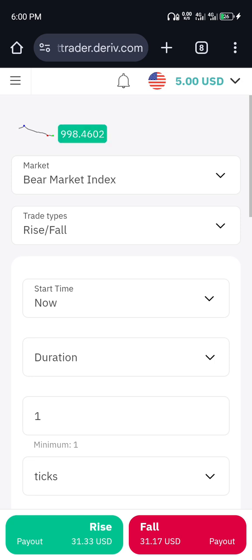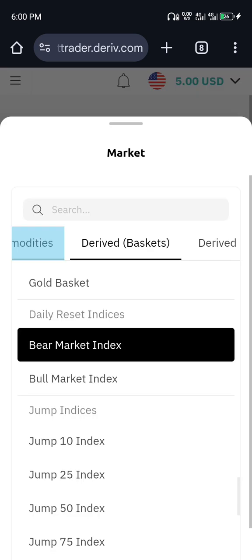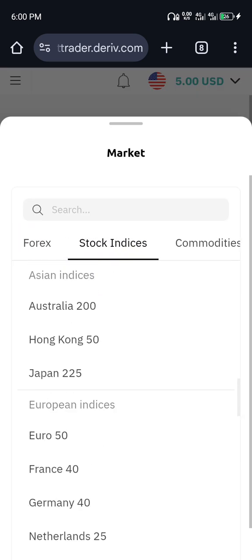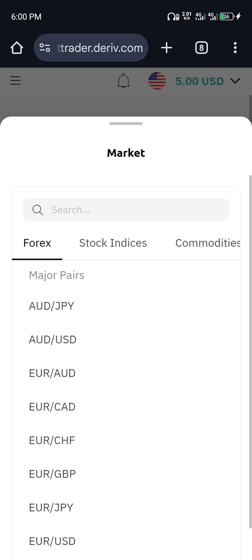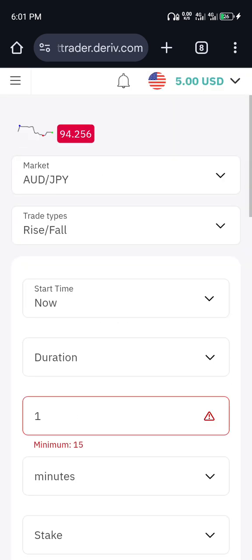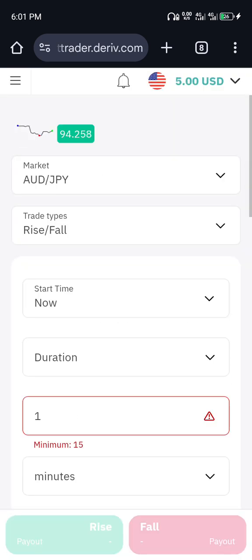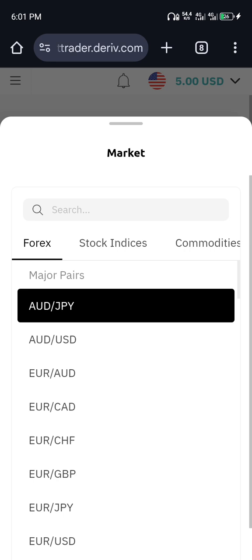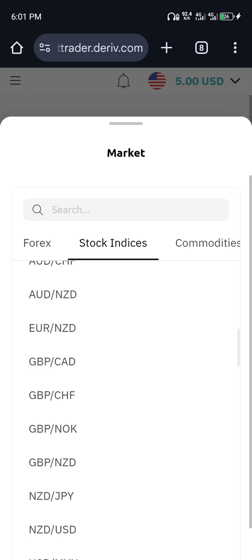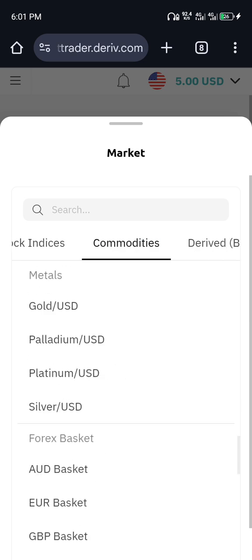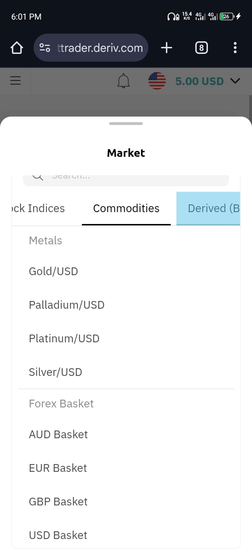All right, back to this. When you sign up here, you can trade many things, including forex. As a matter of fact, when you log in for the first time, it will take you to the forex page. You see something like this: Australian dollar against Japanese yen. But I'm not trading forex on this platform. You have stock indices, you have commodities like gold, palladium, silver, platinum, and so on. You have the basket indices. I'm not trading this one.